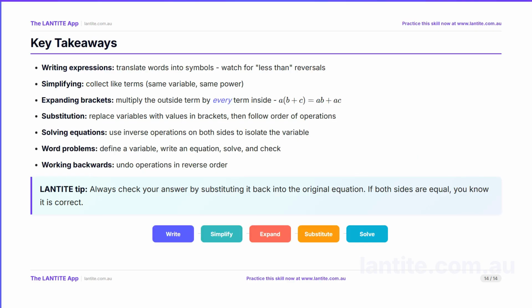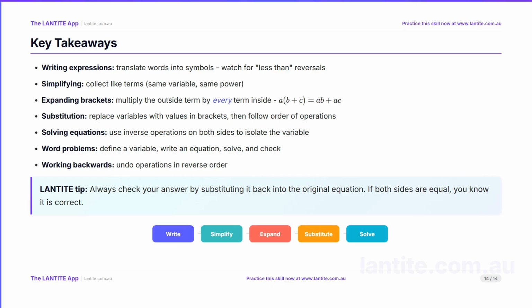Let us recap the key ideas. To write expressions, translate words into algebra carefully, especially with phrases like less than. To simplify, collect like terms with the same variable and power. When expanding brackets, multiply the outside by every term inside. For substitution, replace variables with numbers and brackets, and follow the order of operations. To solve equations, use inverse operations on both sides to isolate the variable.